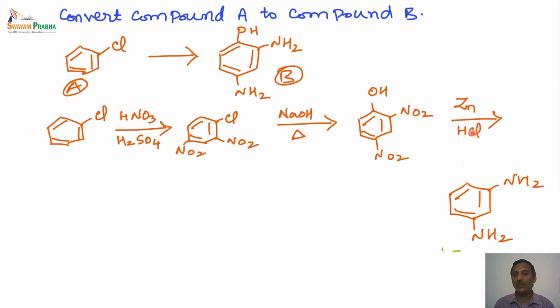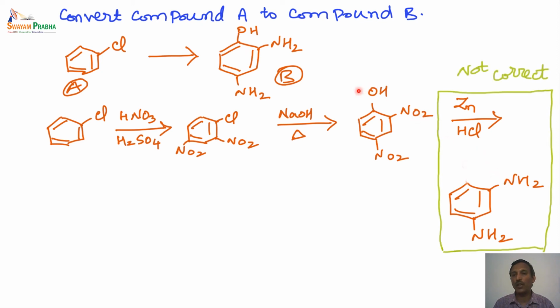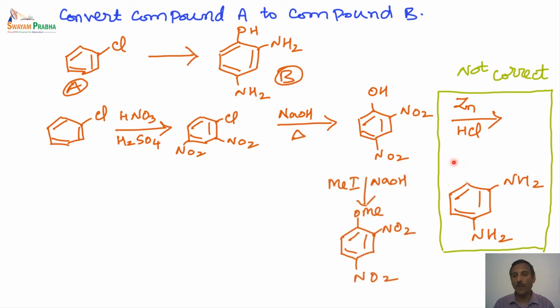Can we use zinc and HCl? If we use zinc and HCl, what happens is even the OH group is lost. So although the nitro is reduced to amino, the OH is lost. So we cannot use the zinc and HCl method to convert the nitro to amino. But then how do we actually do this?